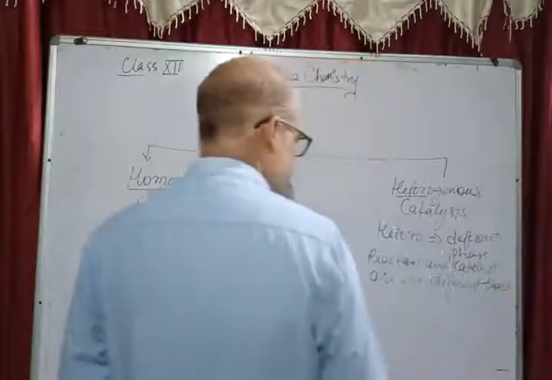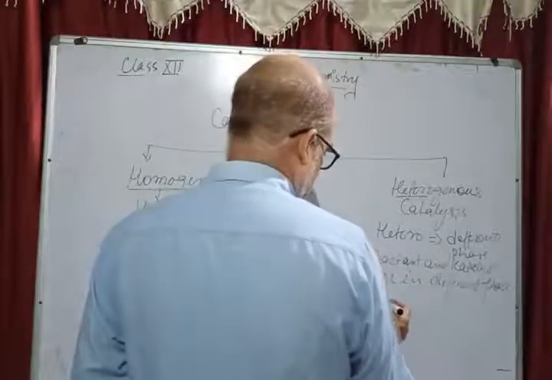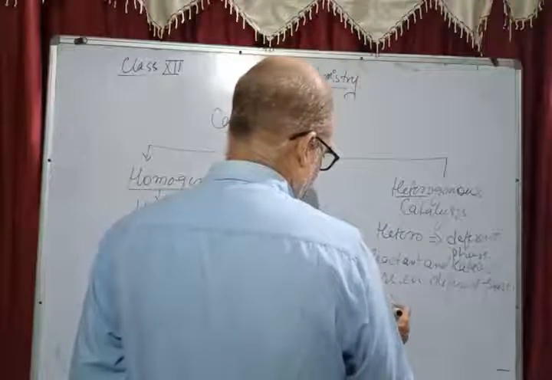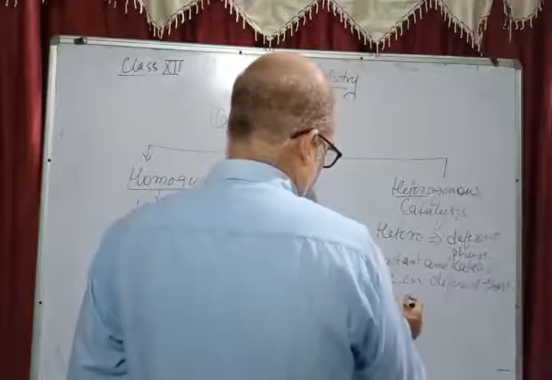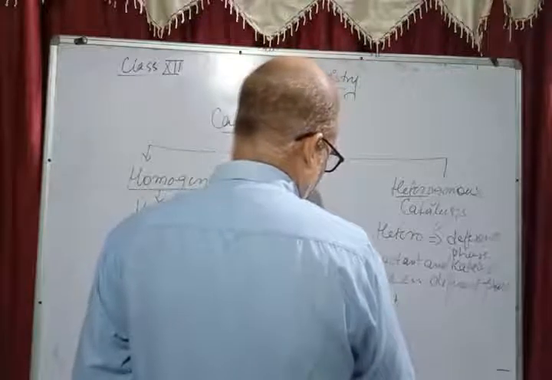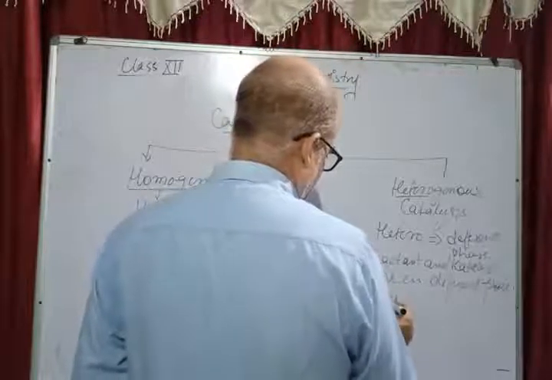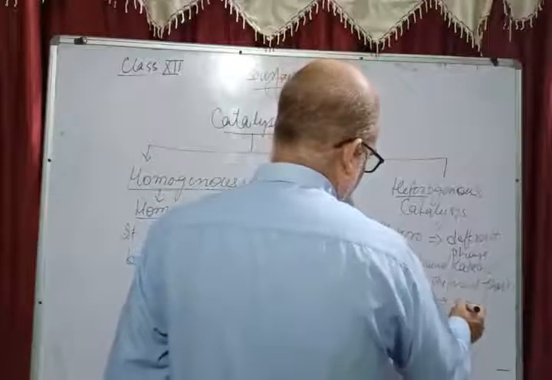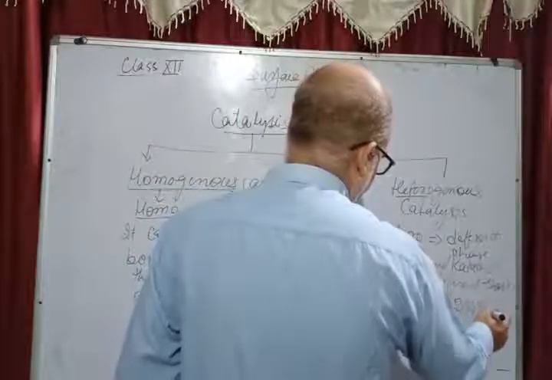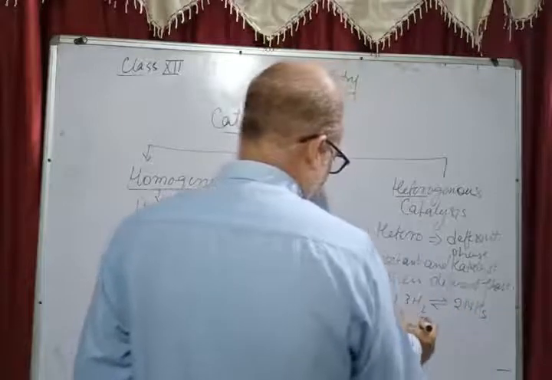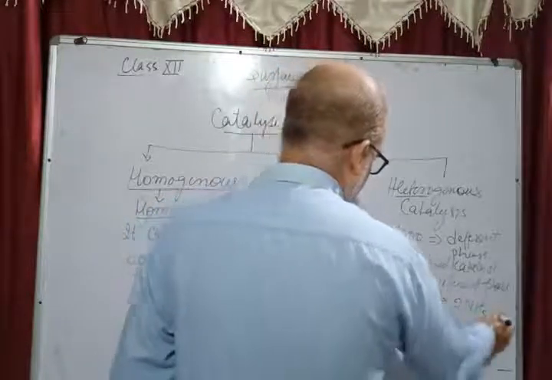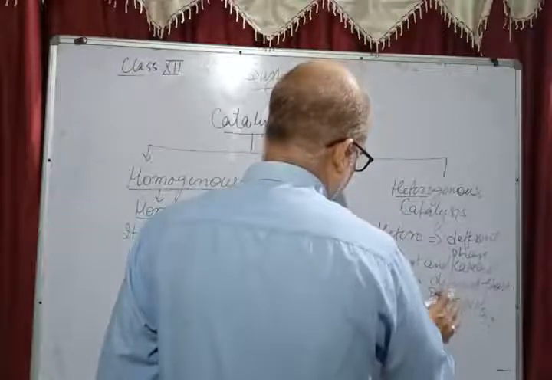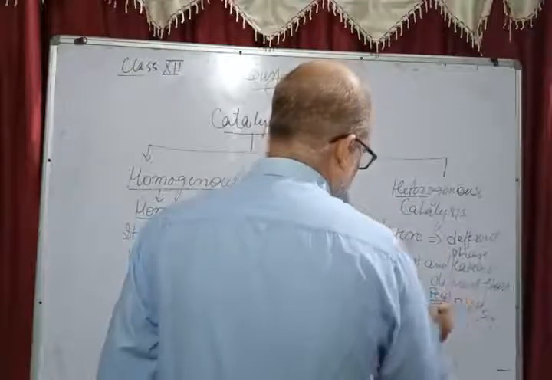Okay. Now you can see the example. Here you will take N2 plus 3H2 gives 2NH3. This one is gas, this one is gas, this one is gas. Plus here the catalyst is iron, which is solid.